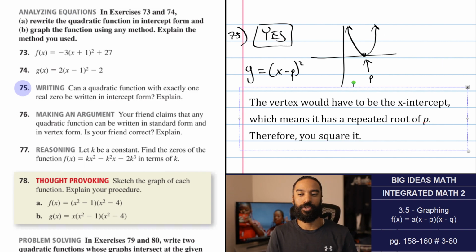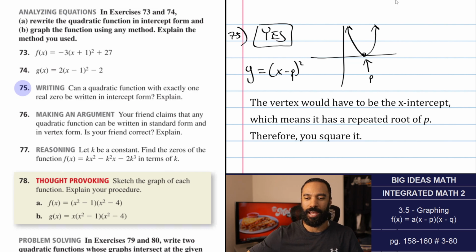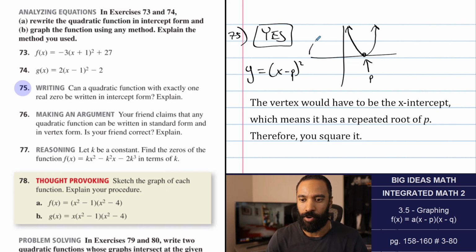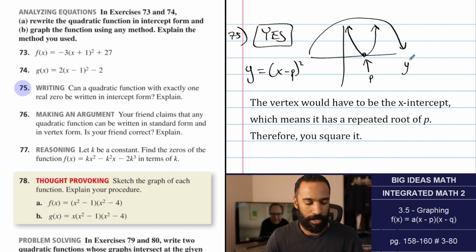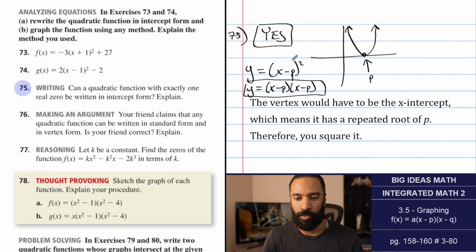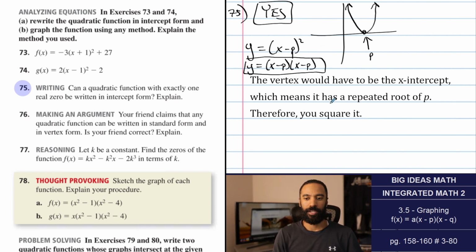So vertex, okay, well, listen, intercept form, I guess, if I write it as x minus p squared, I'm going to then kind of expand that, not by standard form, but just write it as x minus p times x minus p. It's the same thing twice, right? It's a repeated root, and that's kind of what we'd want to get off of that. That'll work. All right, number 76.